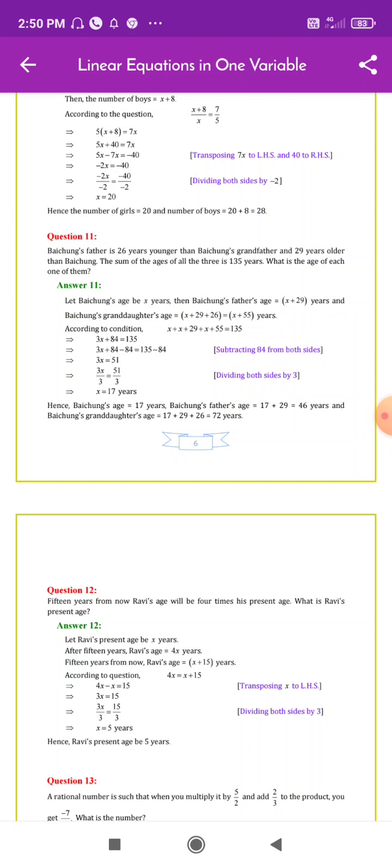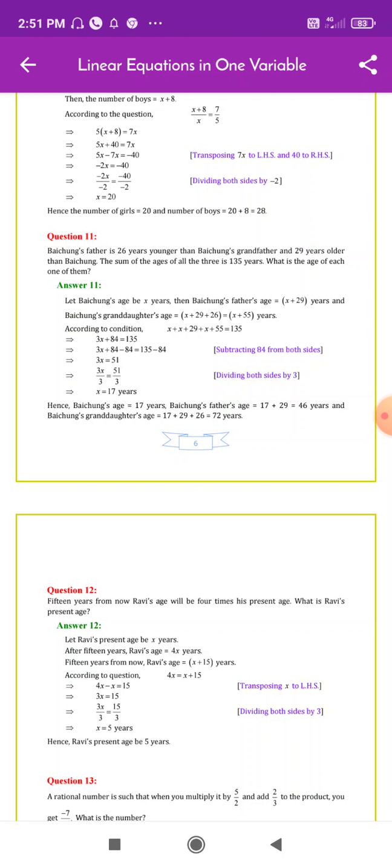In the question it is already given the sum of the ages. So x plus x plus x is 3x, and 29 plus 55 is 84. So 3x plus 84 equals 135. See, here plus 84 is given on the left side. So we have to subtract 84 from both the sides. That is 3x plus 84 minus 84, 135 minus 84, so 3x equals 51.